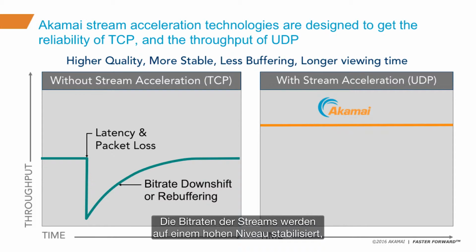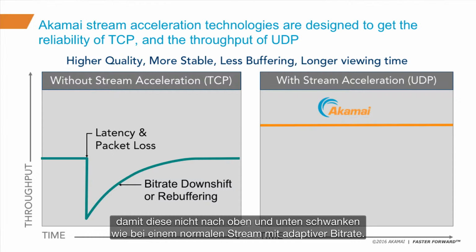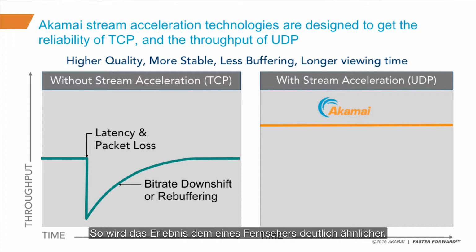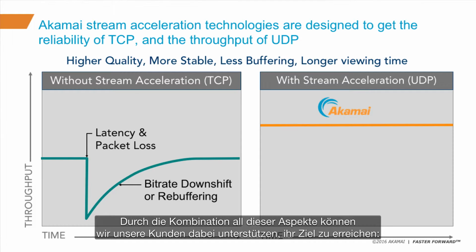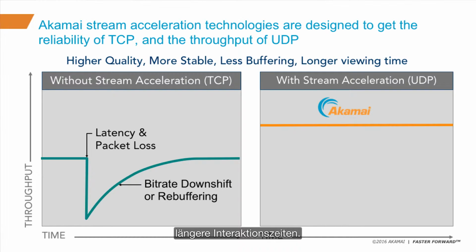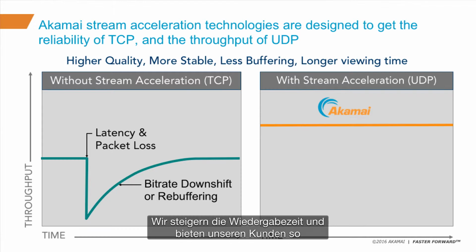What this is going to result in is much higher quality streams. The streams are going to be more stable at the highest bit rates, so they aren't going to move up and down in bit rate as much as a normal adaptive bit rate stream, so it's going to be much more like a TV quality experience. We're going to experience far less buffering, and all of these things together are going to get us to the ultimate goal for our customer, which is to extend the viewing times. We're going to drive up the viewing time, which gives our customers more monetization opportunities, basically.